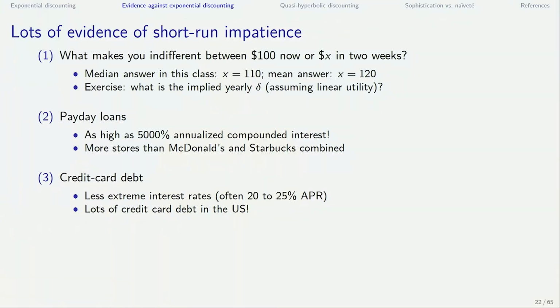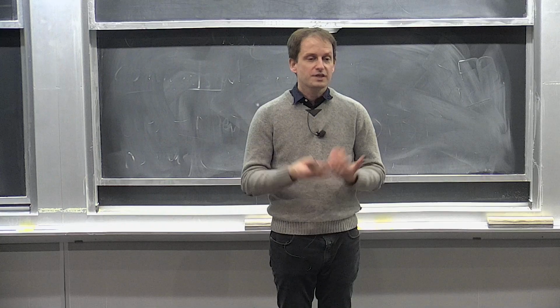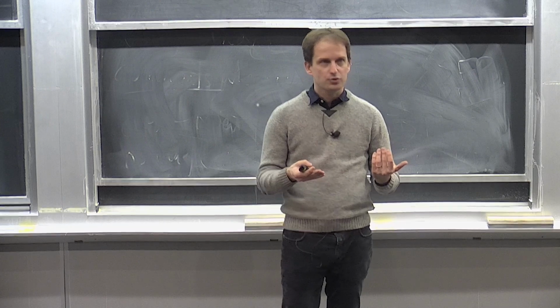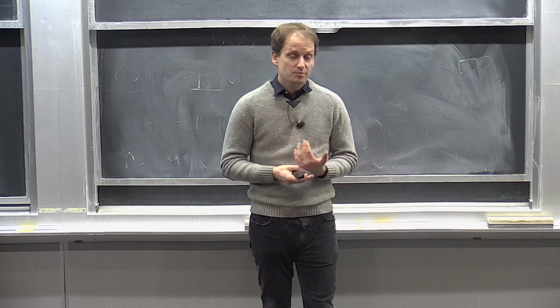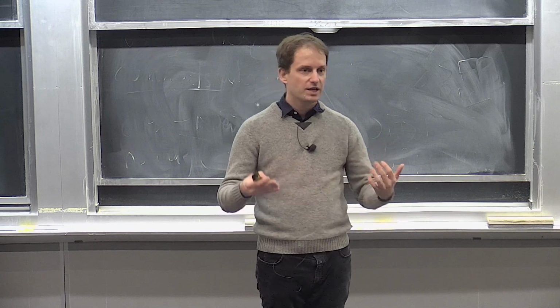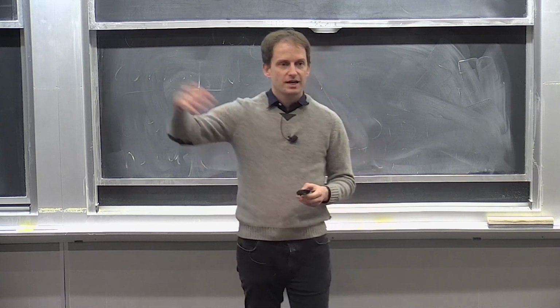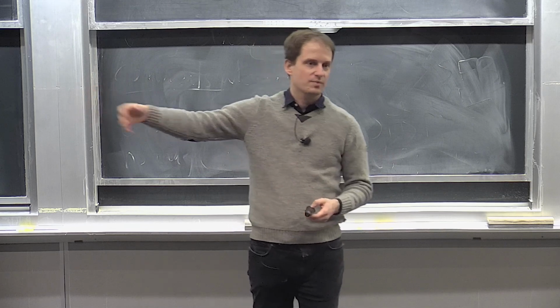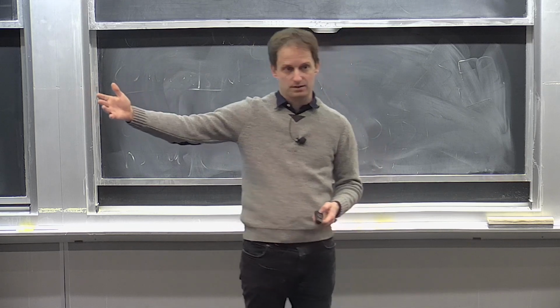Usually there, the annual interest rate is lower than that. It's something like 20% in many cases, sometimes also higher. There's lots of credit card debt in the US. And you can think of this as essentially signs of short-run impatience. What you see is people wanting to spend money now on various things, and they get the gains of doing that. The cost of that comes sometime in the future when you actually have to pay it back, right?